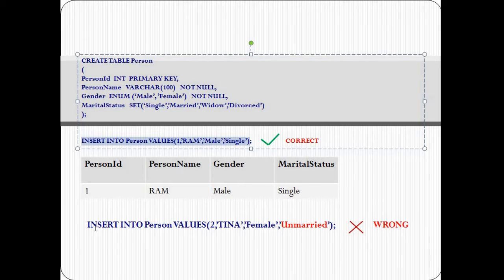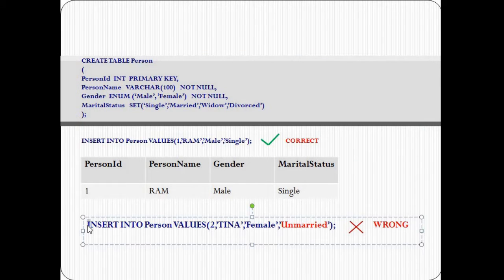Now look at the next insert statement below. Okay, look at this one. This insert statement tries to insert these values, that is 2, Tina, female and unmarried. If you look here, these 3 entries are acceptable, because 2 is an entry for the column person ID, which is obviously an integer value. Again, Tina is an entry for the column person name.